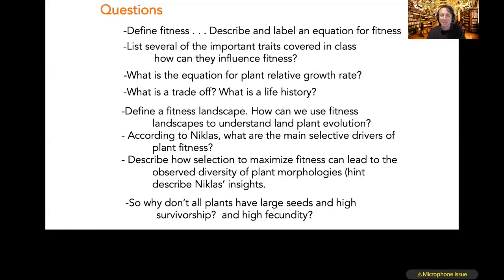And according to Karl Niklas, what are the main selective drivers of plant fitness? Well, remember, he simulated potential differences in selection for light interception, minimizing surface area to avoid water loss, right? Differences in reproduction, ballistic dispersal. And so you should be able to describe how natural selection to maximize fitness can lead to the observed diversity of plants that we have today.